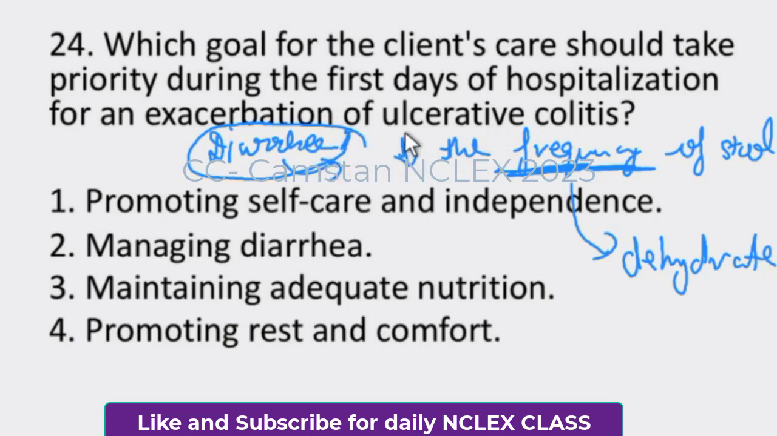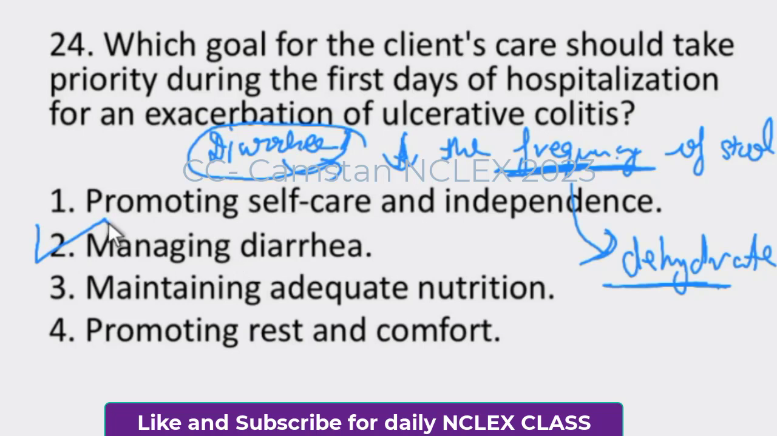of the nurse is to decrease the frequency of stool so that our client doesn't get dehydrated, right? So managing diarrhea is the right option so far.